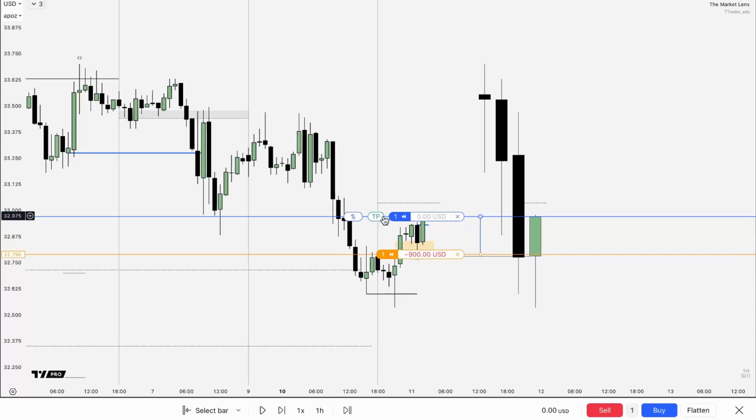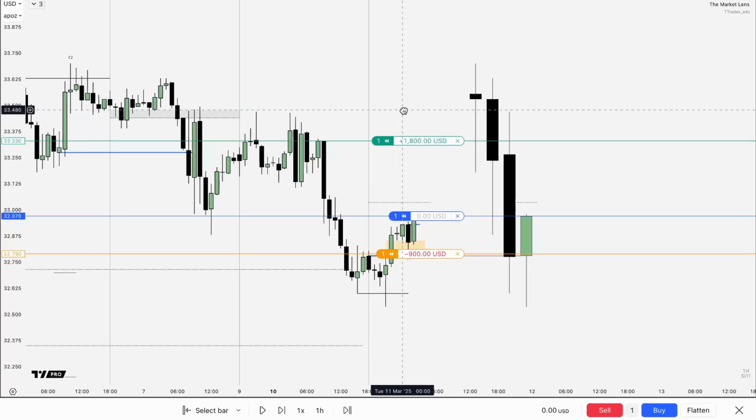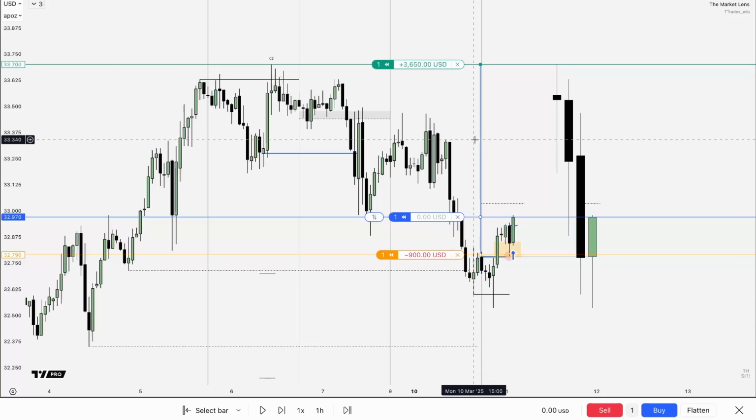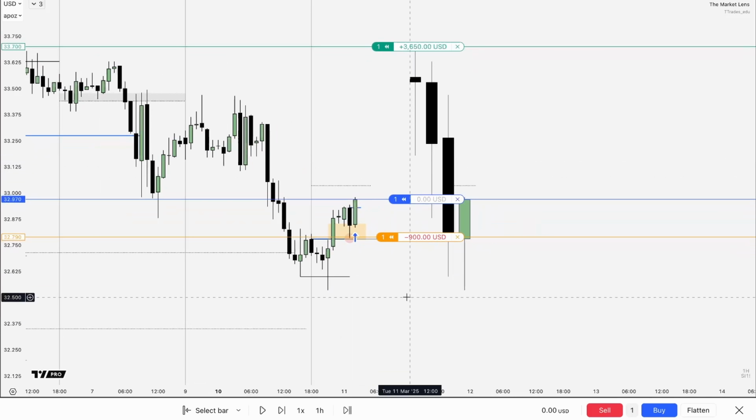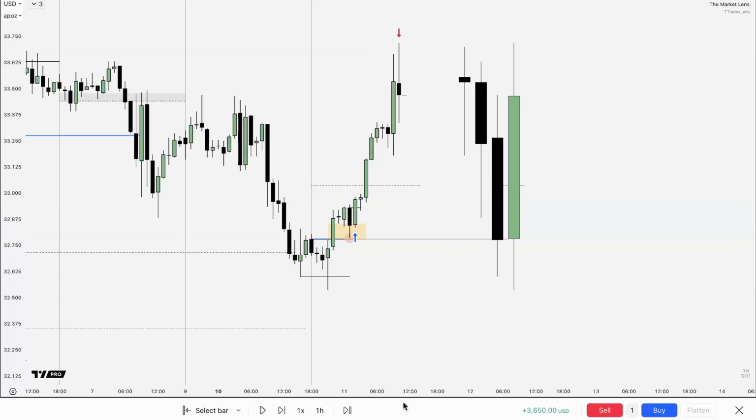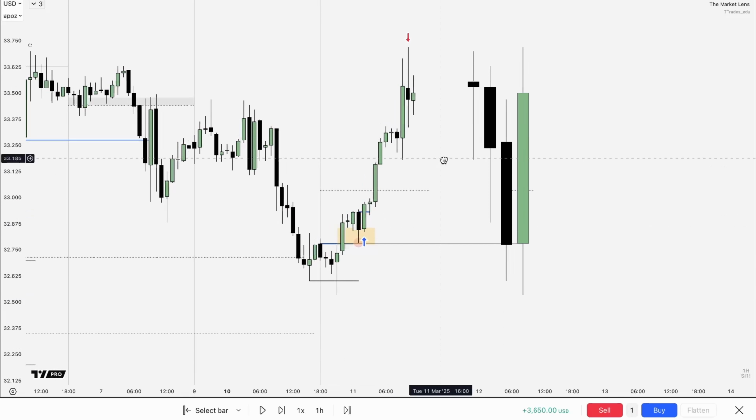And then from there, I could be looking for 2R, right? Or I could be looking for those highs up here, right? Because that is where I'm anticipating price to trade to. So let's see what happens as we let this play out. We get a continuation higher and we hit our TP up there.